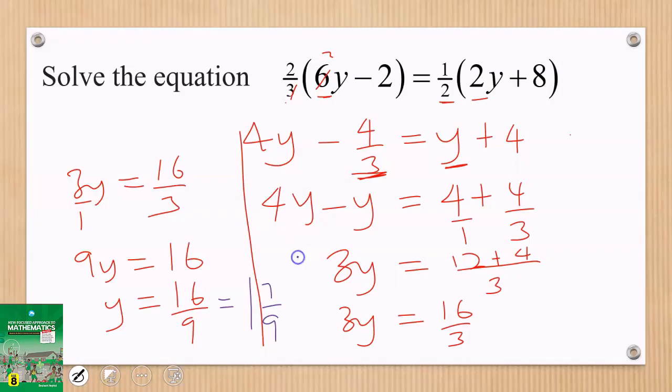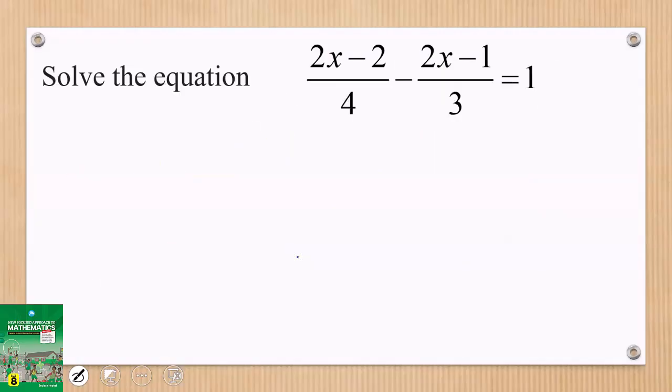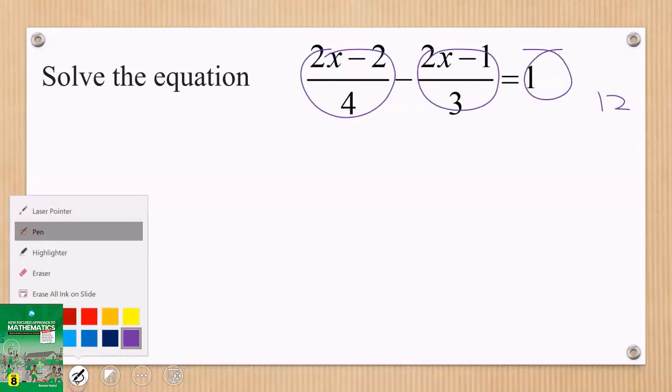Let's take the last example and see. We have to solve this equation. That means we are making x the subject. We are solving for the value of x. So as it stands here, we can decide to find the LCM and multiply through by the LCM. And so to multiply through by the LCM, which of course is 12, every term will be multiplied by 12. That is what it means.